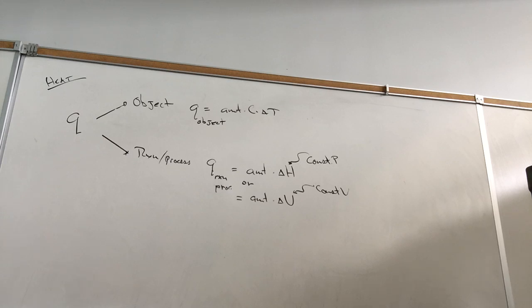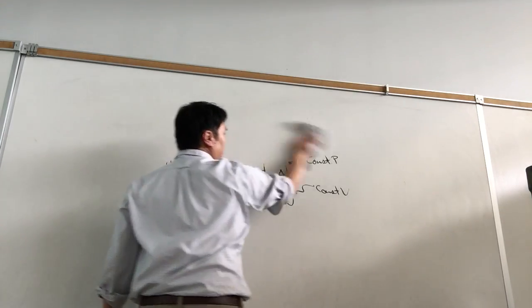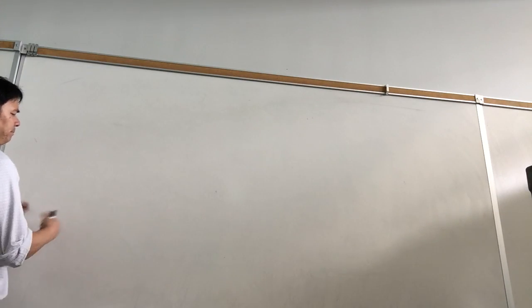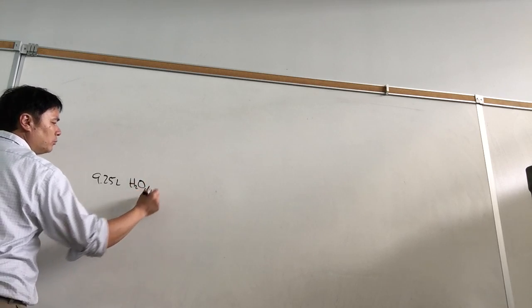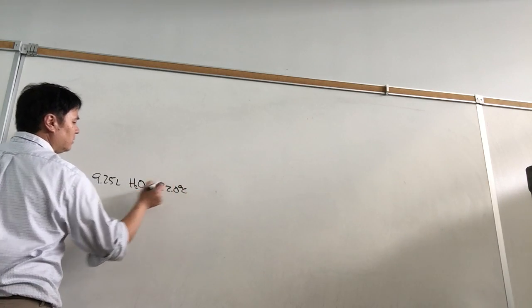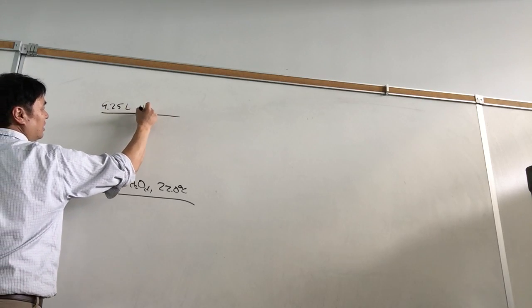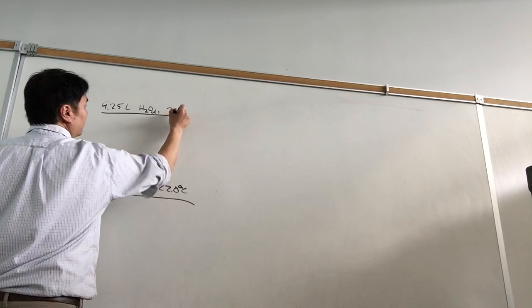1A, calculate the quantity of heat in kilojoules required to raise the temperature of 9.25 liters of water from 22.0 to 29.4 degrees C. So we'll just focus on heat right now. Later on we'll look at work. But we're going to have 9.25 liters of H2O liquid, and we're going from 22.0 degrees C up to 9.25 liters of H2O liquid at 29.4 degrees C.